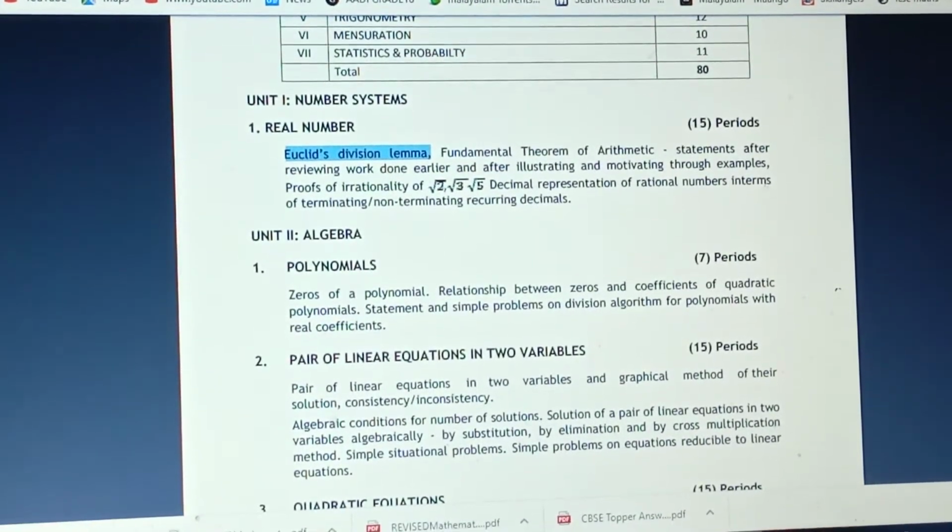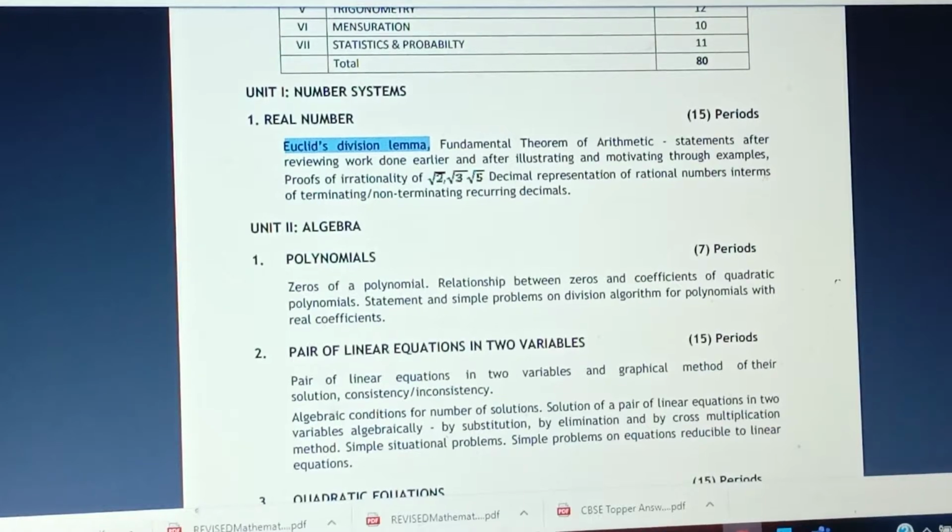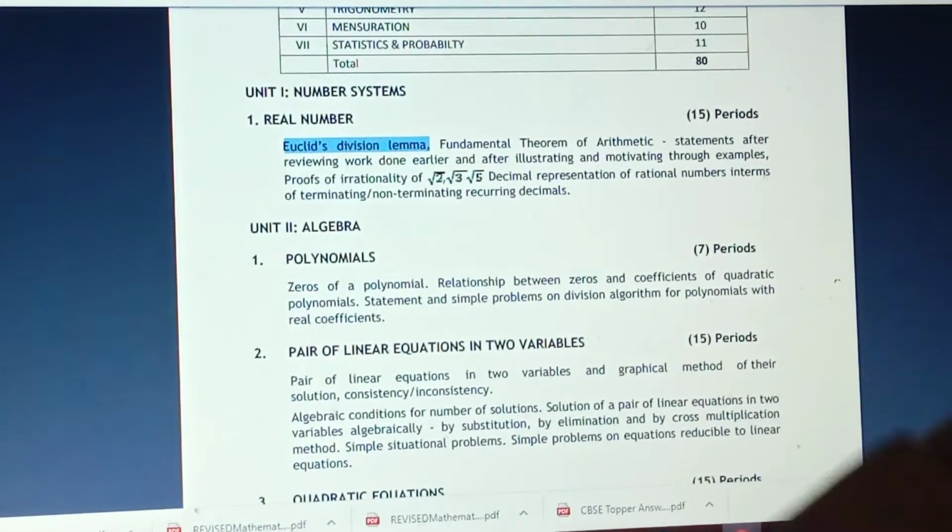2.3 exercise and all the examples related to that is starting from page number 33, division algorithm for polynomials. From there till your exercise, you don't have to study now. It's been removed. Well, that's very easy.